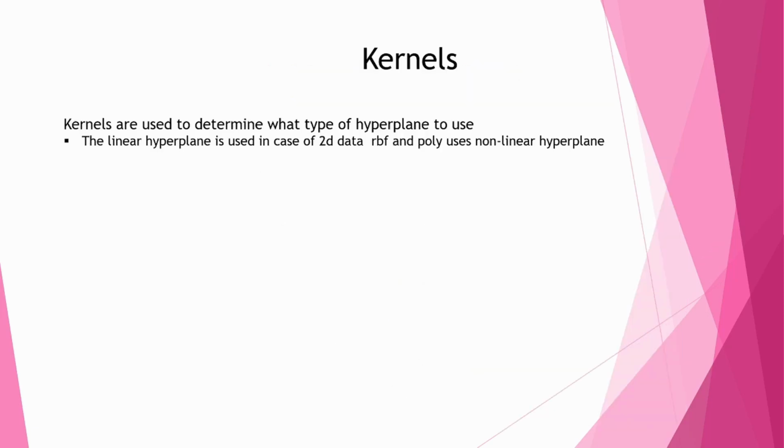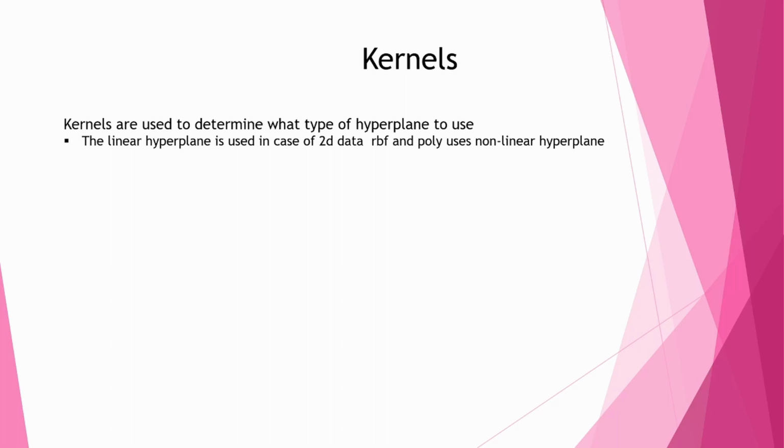So the first thing we are going to talk about is kernels. Kernels are used to determine what type of hyperplane to use. We have the linear hyperplane, which is used in case of 2D data. Let's say we have two features, and we want to predict what type of flower it is based on the petal length and the width. In that case, if we have 2D data, we can use the linear hyperplane.